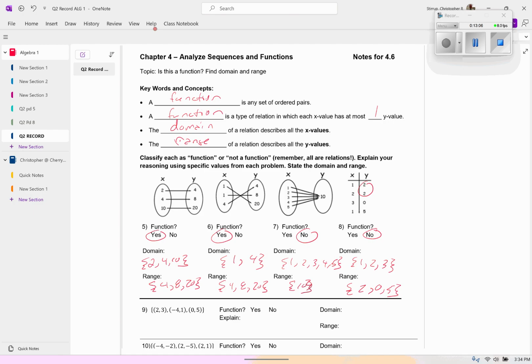Is this a function? Well, 3, 1, and 5. They don't repeat. It is a function. Explain: y value does not repeat. Repeat? Nope. Domain is going to be the x values, so 2, -4, and 0. Okay, you can put them in order, but you don't have to. The range is 3, 1, and 5.